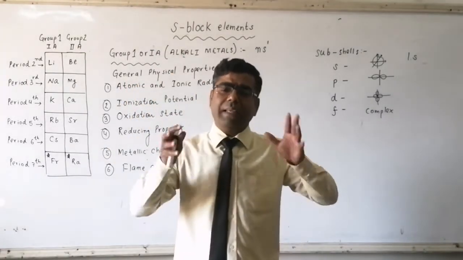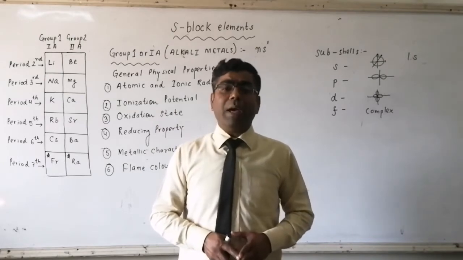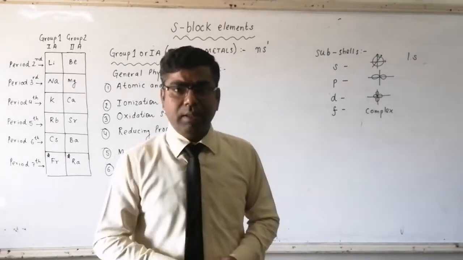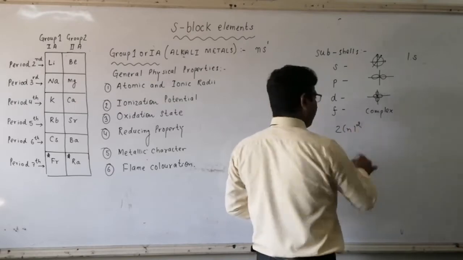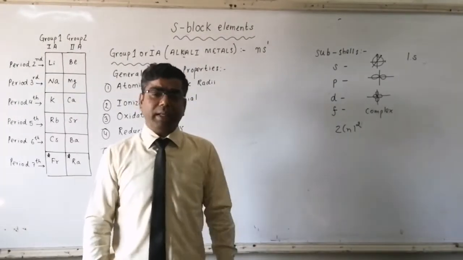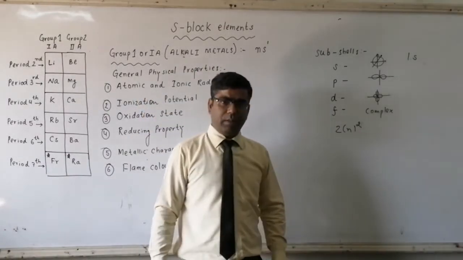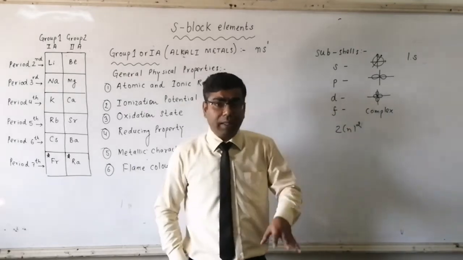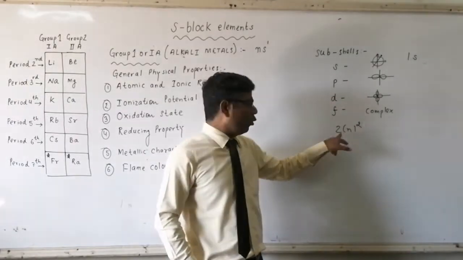Now why does the first energy level have the capacity to accommodate 2 electrons? According to the Bohr-Bury scheme, 2n square. This is the formula for calculating the maximum number of electrons that can be accommodated in any energy level. If we put n equals 1, we want to calculate the number of electrons which can be accommodated in the first energy level. 2 into 1 square is 2.